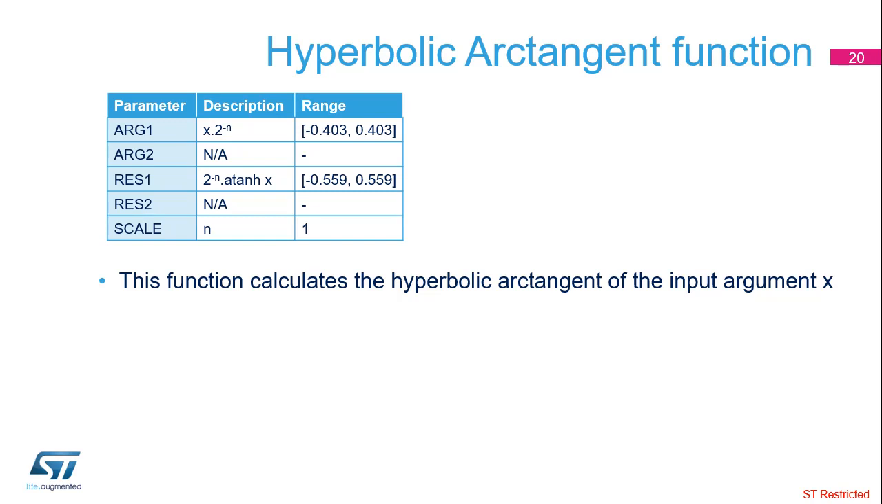The primary result, res 1, is the hyperbolic arctangent, atanh x. Res 1 must be multiplied by 2 to obtain the correct value. The secondary result is not used.